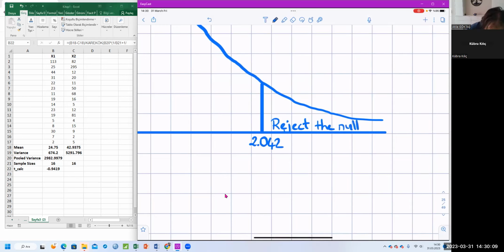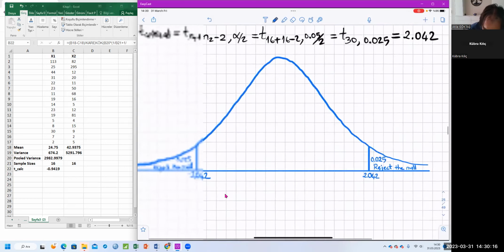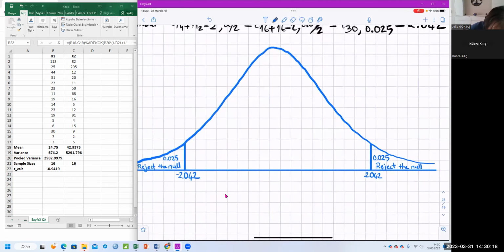In this area, you reject the null hypothesis, 0.025. The region where you will not reject the null hypothesis is 0.95, and this is the place to not reject the null.